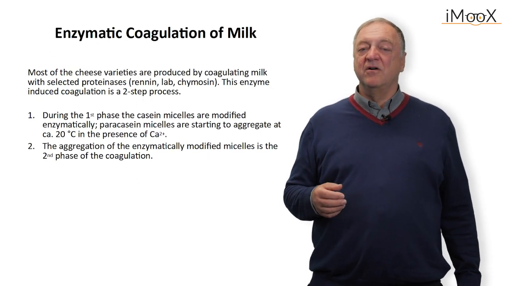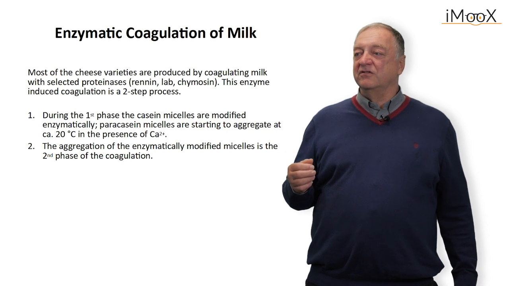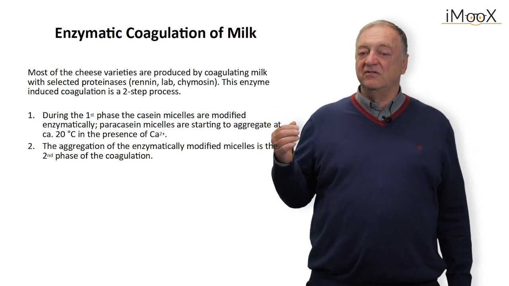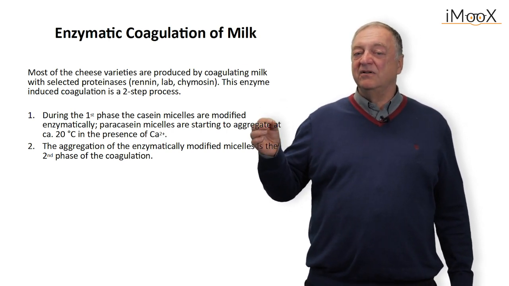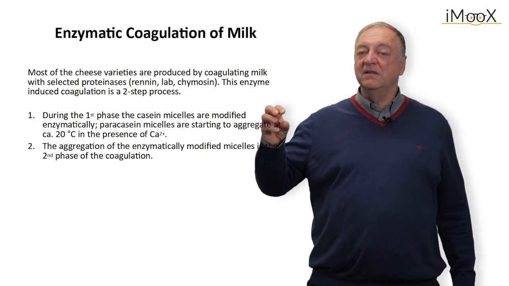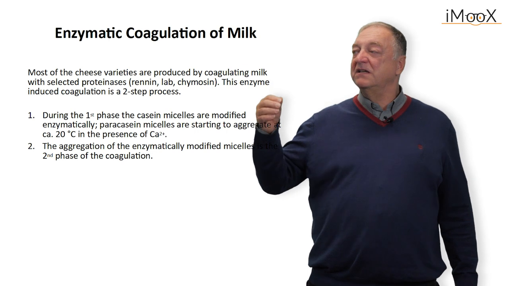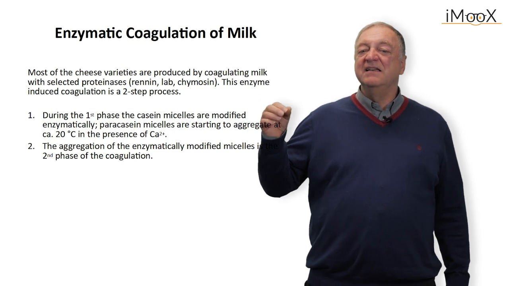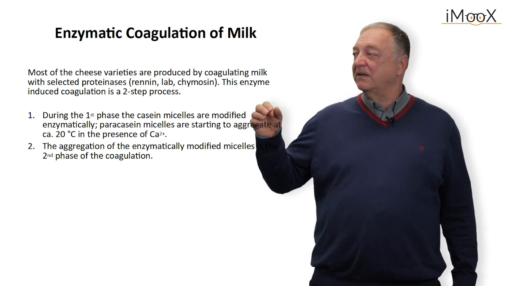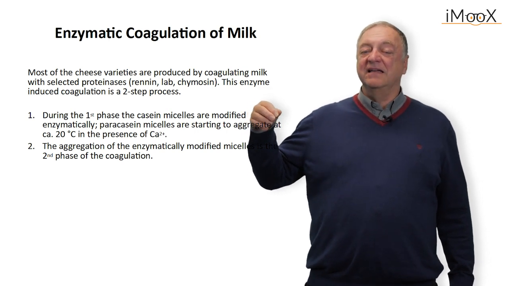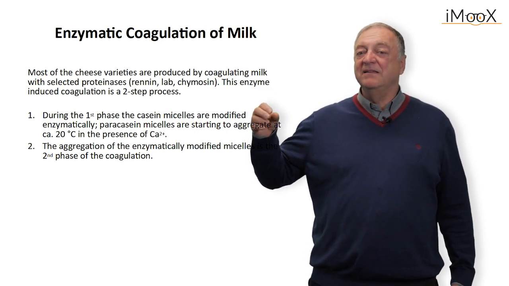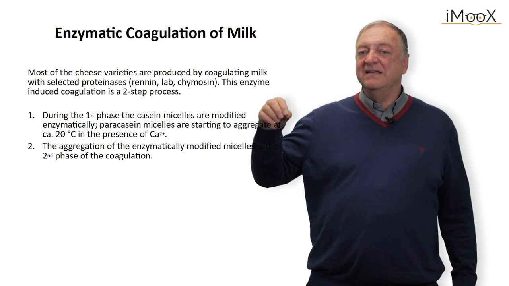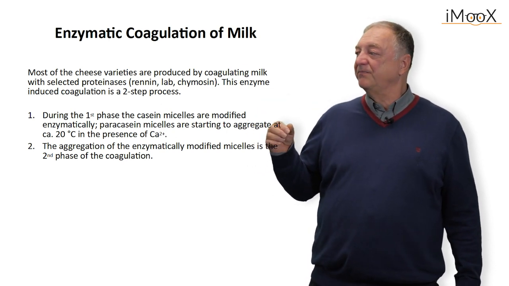Another very common enzyme is used for the production of cheese, and the process is the enzymatic coagulation of milk, which is a two-step process. In the first step, the enzyme cleaves the milk protein casein into paracasein and the glycomacropeptide. In the second stage, the paracasein forms aggregates in the presence of calcium, forming a very stable gel, and this gel can be further processed into cheese.